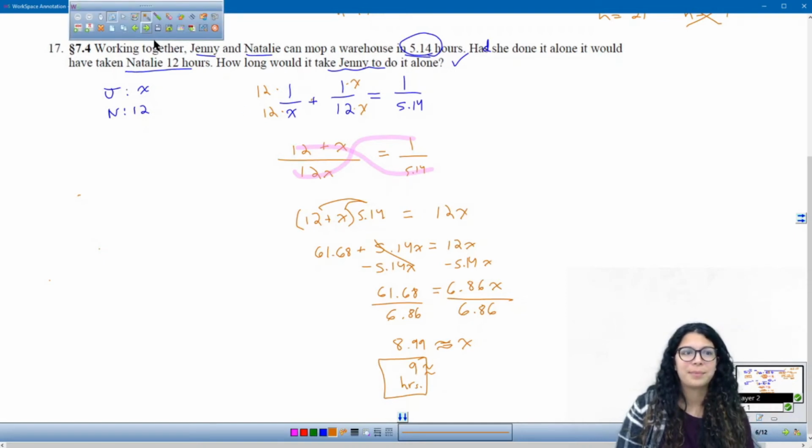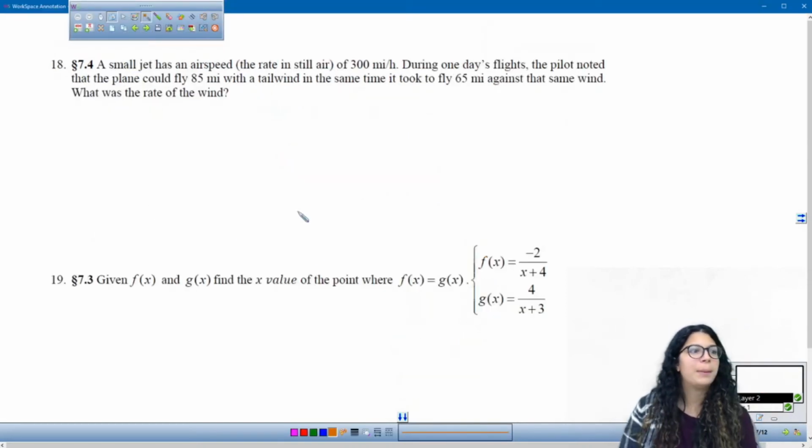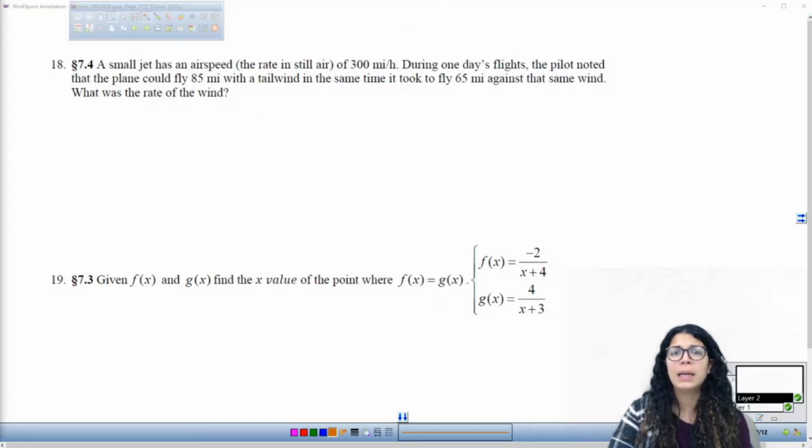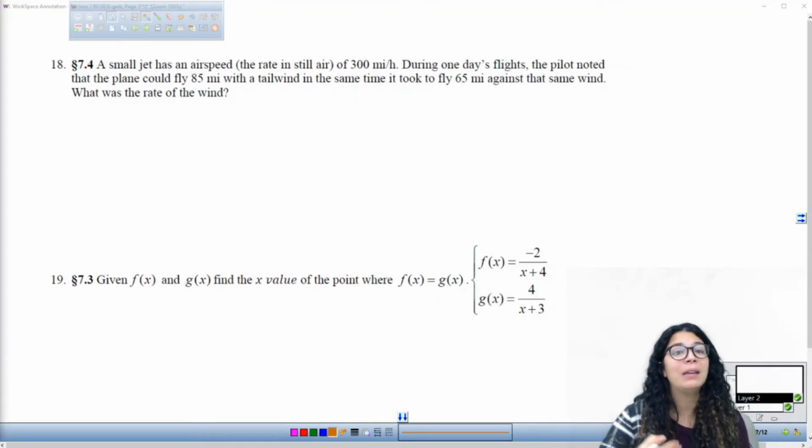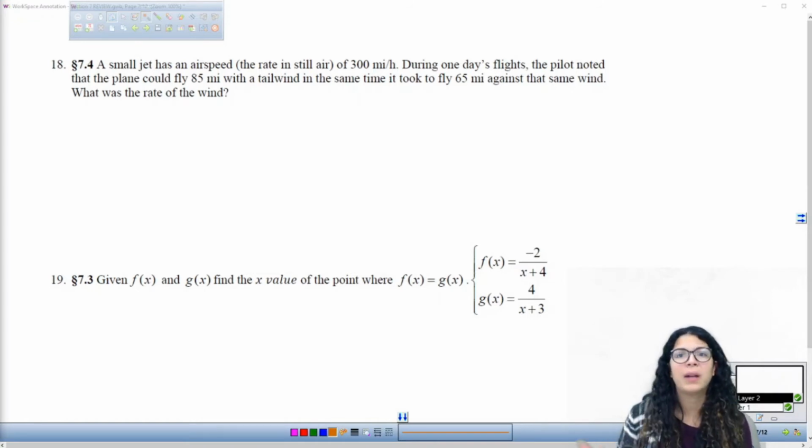Alrighty. Let's go ahead and move on to number 18. So a small jet has an air speed, which is the rate in still air, of 300 miles per hour. And during one day's flight, the pilot noted that the plane could fly 85 miles with a tailwind in the same time that it took to fly 65 miles against that wind.